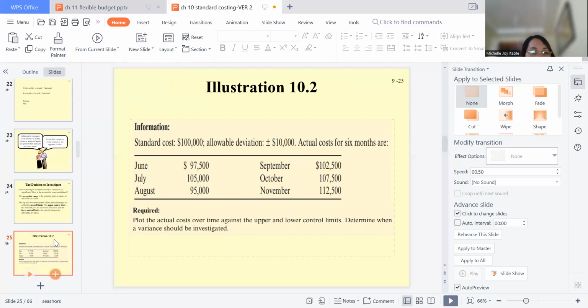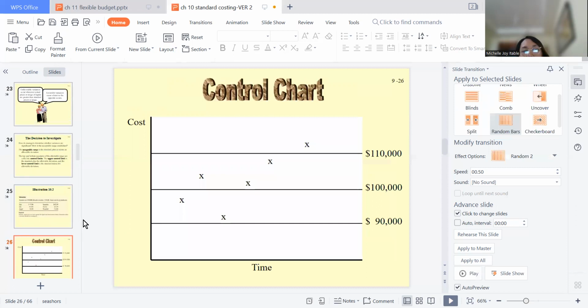So, actual cost for the 6 months presented here. In the plot, ganito siya, no? So, 100,000 yung standard, okay? Plus 10,000 of deviation dito. Dapat hanggang dito lang, so 110,000. And then, dapat hanggang dito lang din sa 90,000. So, hindi ka pwedeng tumaas ng higit dyan or bumaba ng lampas sa range na iyon.